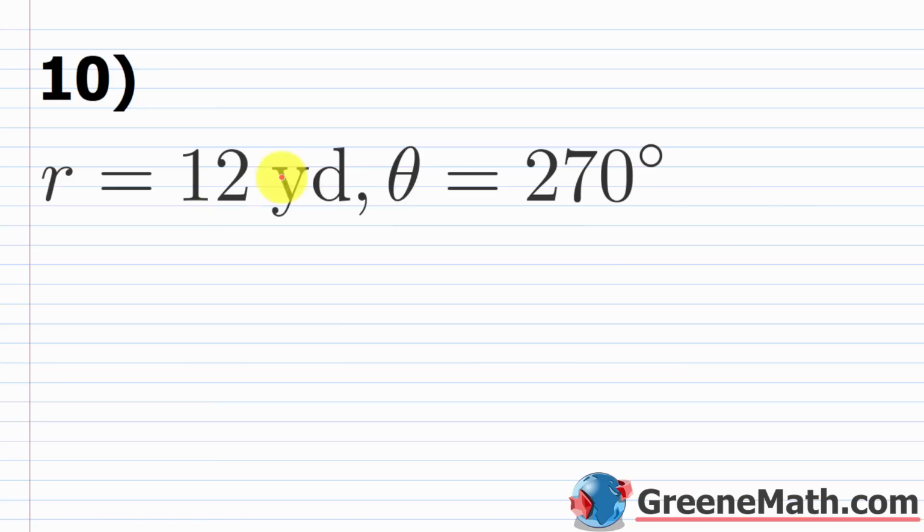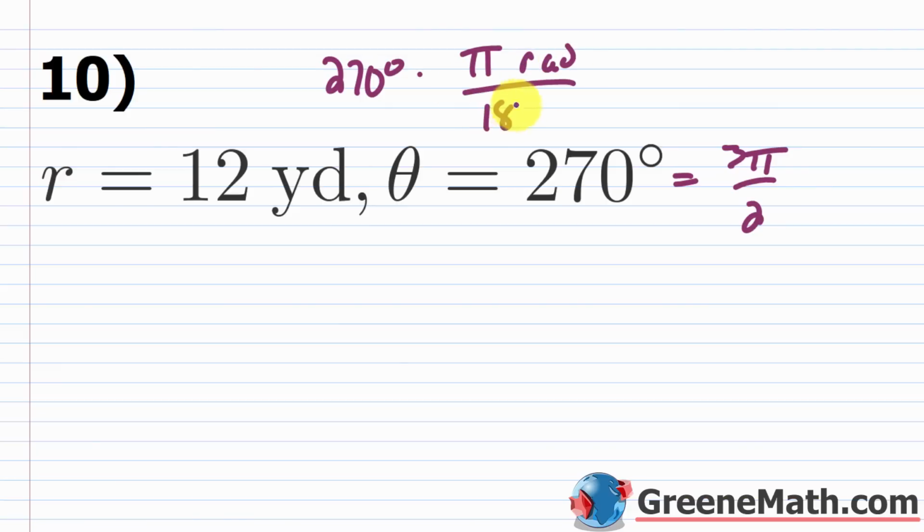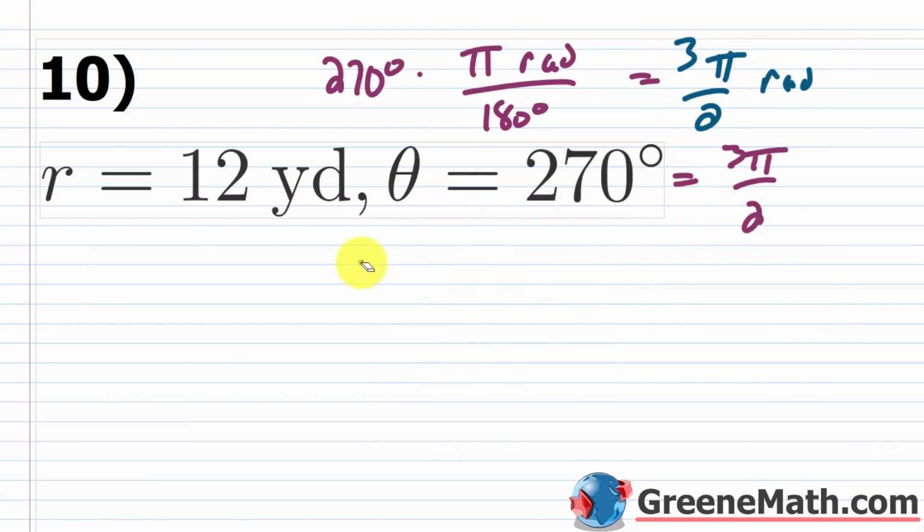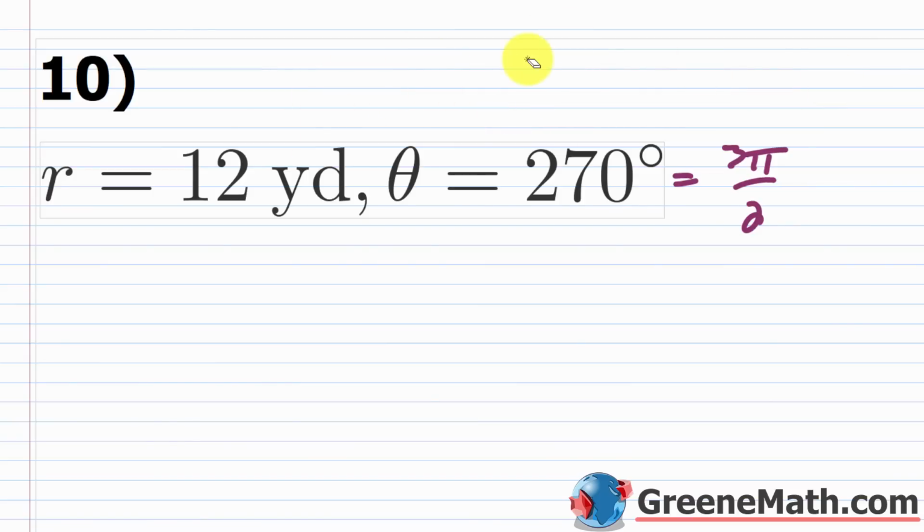So here we have a radius that's 12 yards and a theta that's 270 degrees. A lot of you know that 270 degrees is 3 pi over 2 in terms of radians. If you don't know that, again, you can always convert it over just by multiplying it by pi radians over 180 degrees. If you just take 27 over 18 and you divide each one by 9, 27 divided by 9 is 3. 18 divided by 9 is 2. So this is 3 over 2. So you end up with 3 pi over 2, and this is in terms of radians. Okay, so let's get rid of this, and we don't need the scratch work anymore.